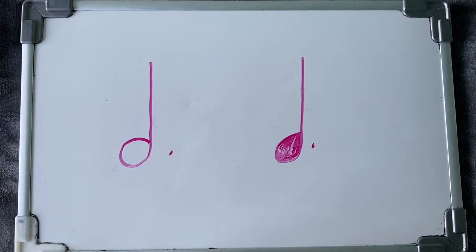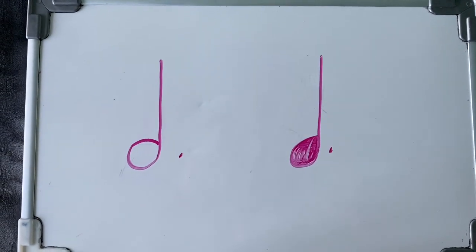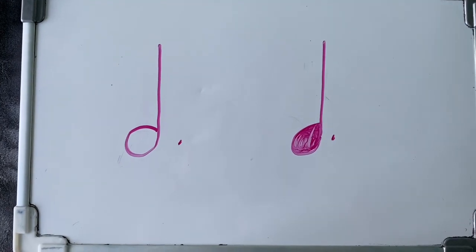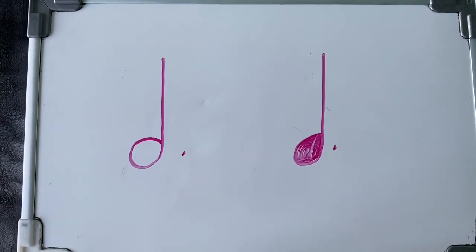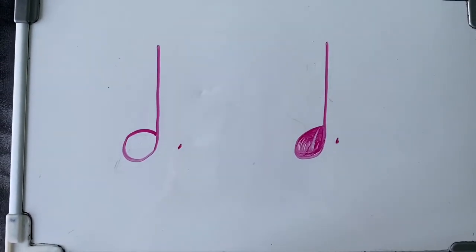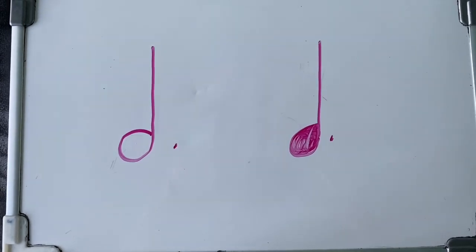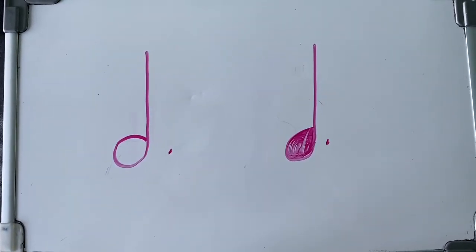Now, as you are looking at the dot, you're probably wondering what its actual name is. Well, its actual name is called an augmentation dot. And that's just a fancy word for extending. So it's just going to make the note an extended amount of time. So we're going to talk about how that matters in both of these notes. All right, well, let's get started.